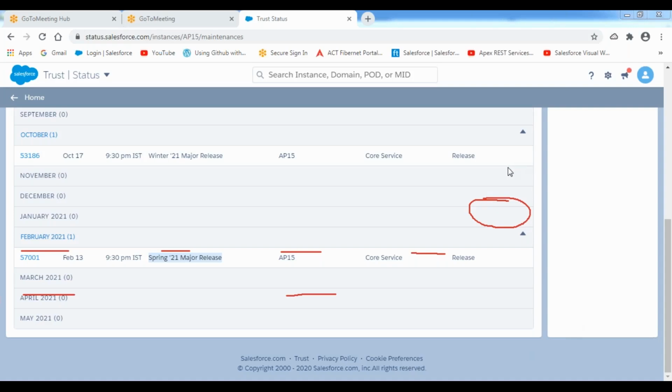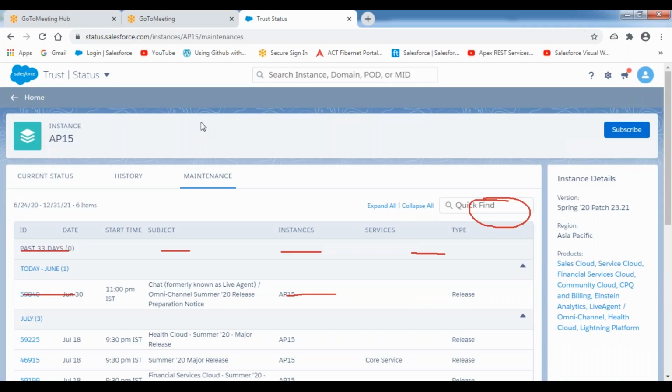Now in this case, we can verify that information also. Suppose the server is having any issue, then we can track those issues by using the status.salesforce.com website. So these are the ways that we can verify the current status of my server.